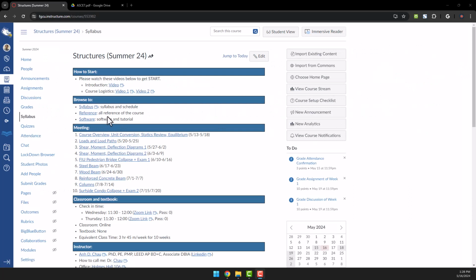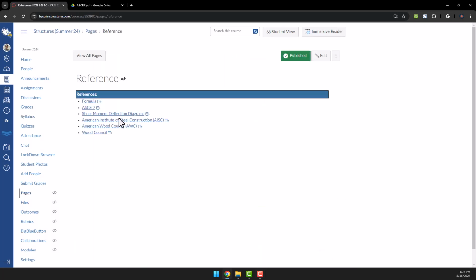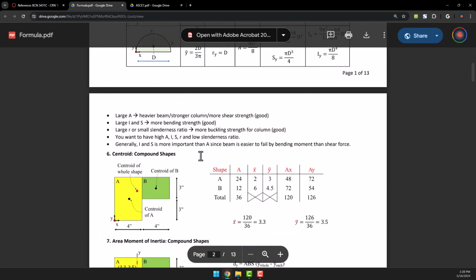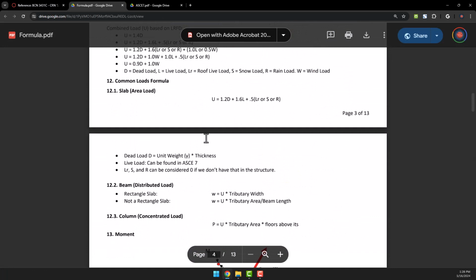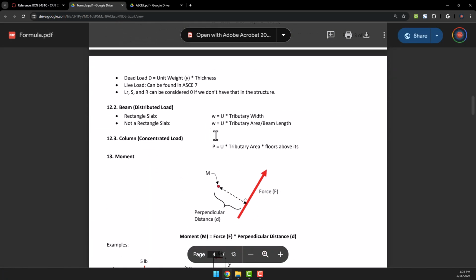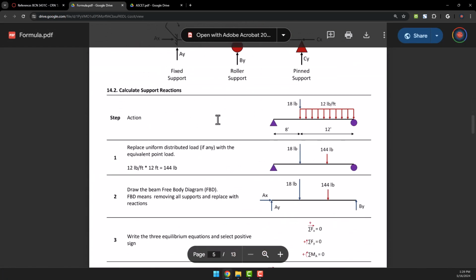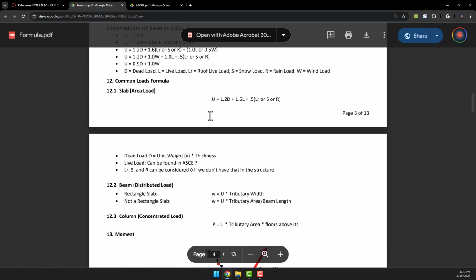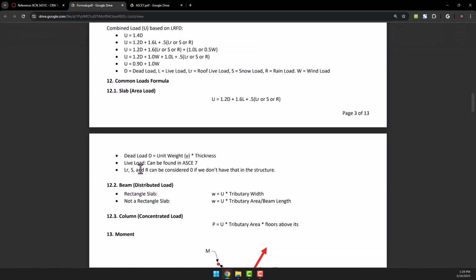Now you can go back to Canvas and check the reference, the formula reference. I will move all the way to the bottom until I see dead load. You see dead load over here. Dead load will equal the unit weight multiplied by the thickness.